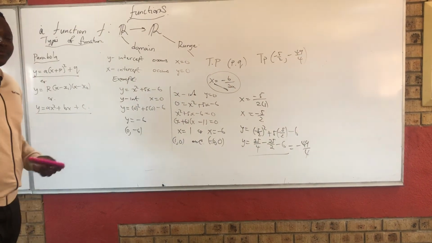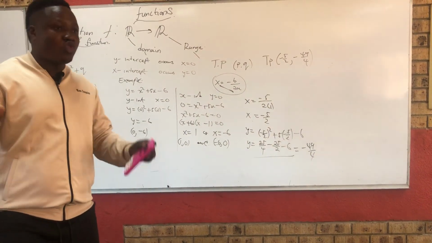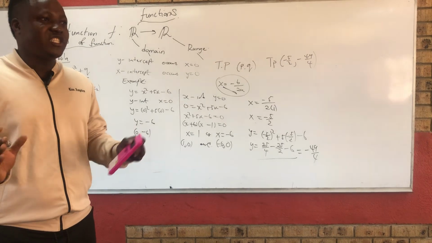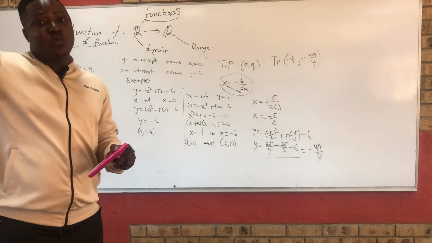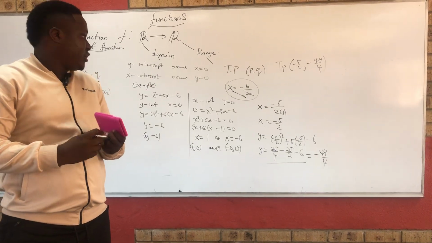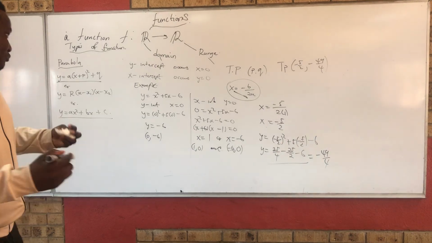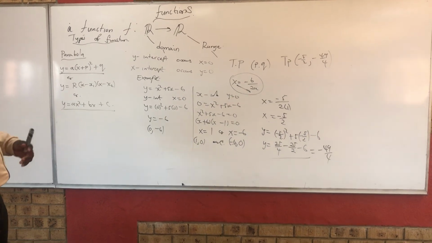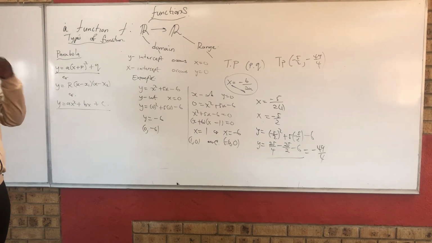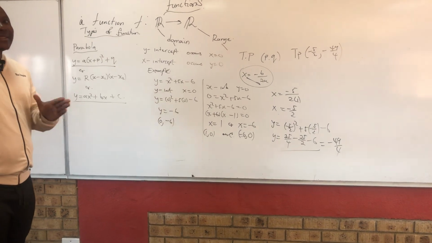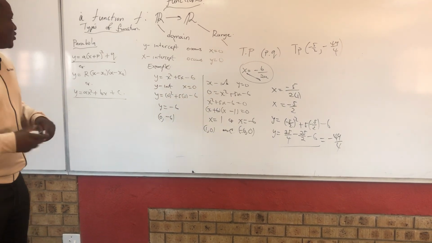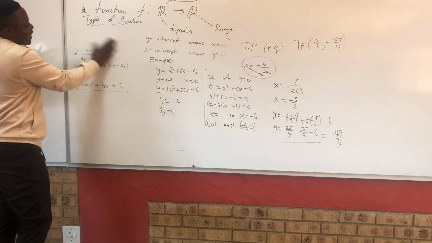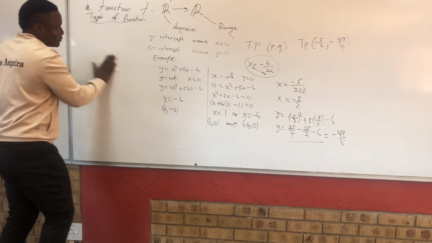Simple as that. So guys, please remember, here I'm just showing you how to find the features of the functions. Tomorrow we will sketch. So from here now, let's go to the next function. I hope you have seen how you can simply find the aspects of a parabola. So now let's check the other type of function.